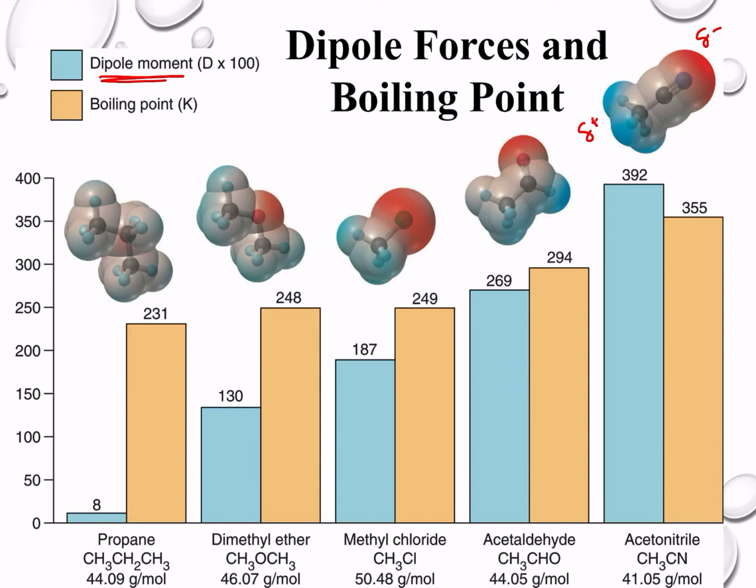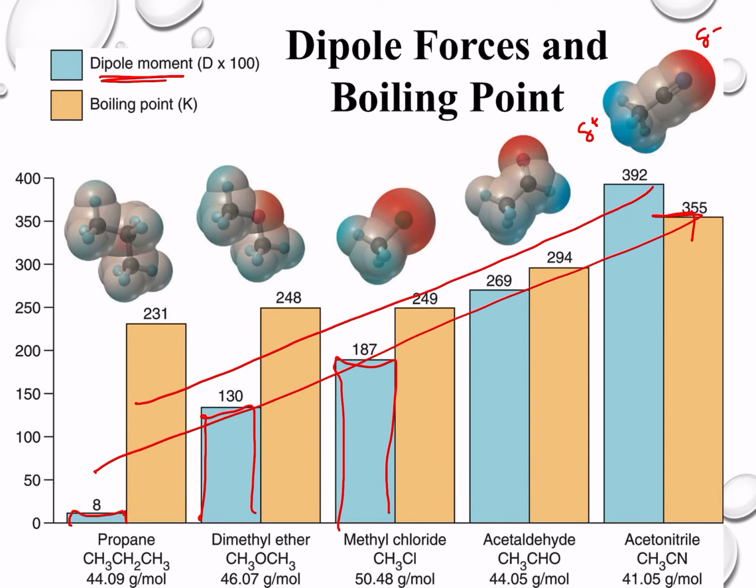As we get more and more polar, the blue parts of this graph, a larger and larger dipole moment, you can see based on the orange bars that the boiling point is going up in general. So as things get more polar, they have larger dipole moments, which means they will have higher boiling points because there are more of these dipole-dipole interactions.